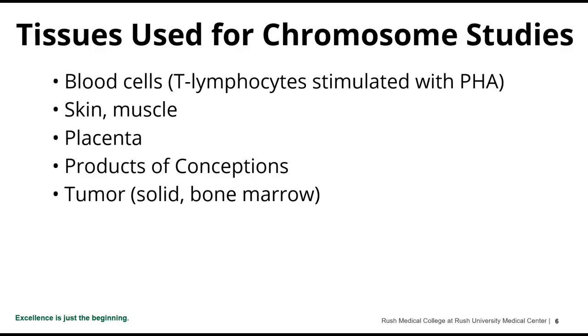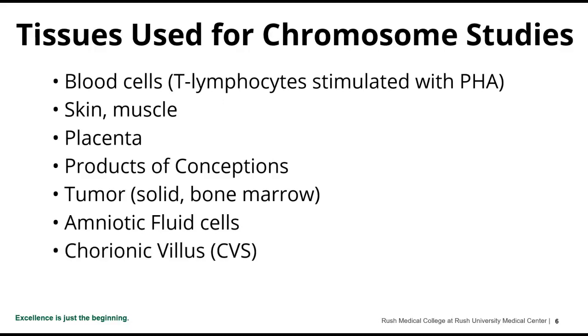Tumors, we've started being better at culturing tumors. Amniotic fluid is basically skin cells from the baby that slough off into that fluid, and that's what we pull off to culture. Chorionic villi is basically a piece of the placenta. We pull off a piece of the placenta to culture.